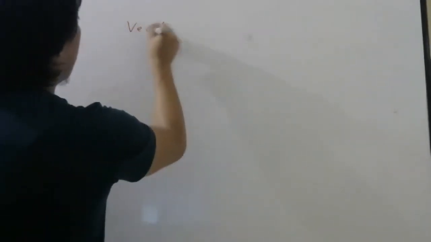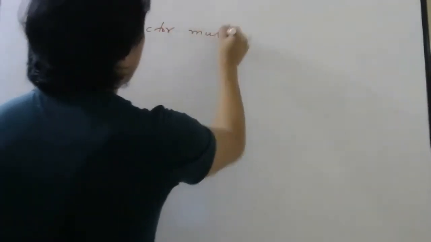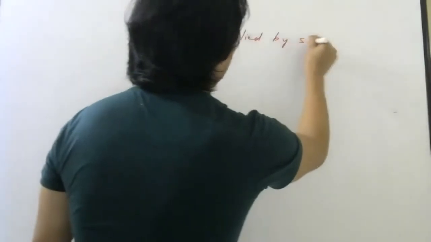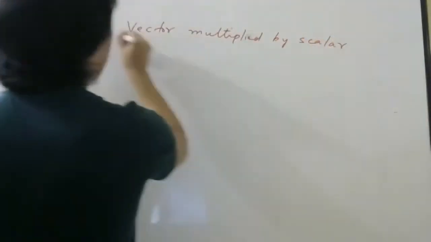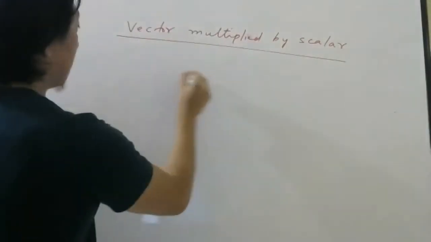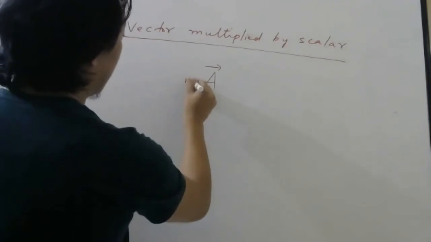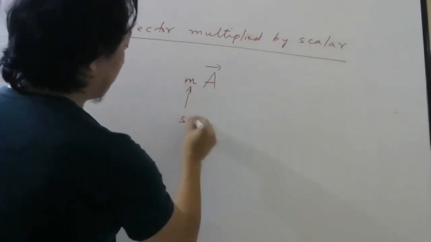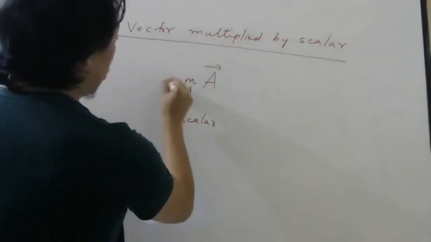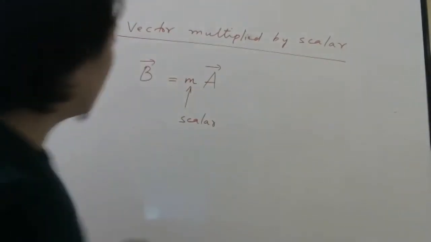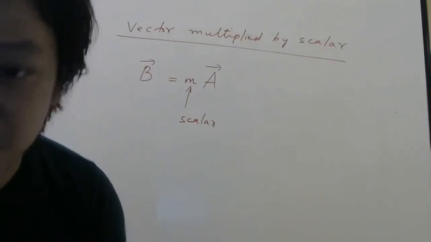So look carefully now. Vector multiplied by scalar. Imagine you have a vector A bar and you multiply with some scalar M. M is a scalar. Then you will get another vector B bar. What will be the relation between them? Let us try to understand.